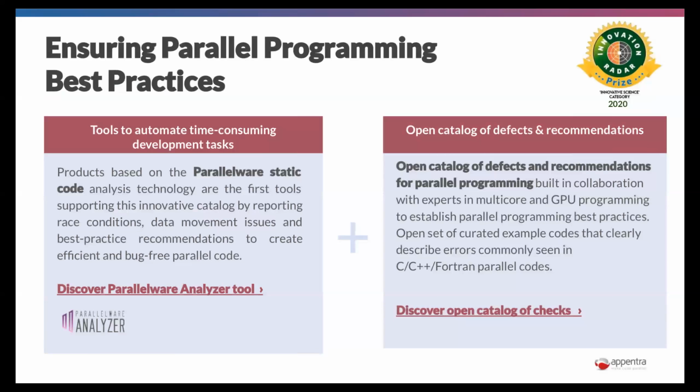Okay. So how can we ensure parallel programming best practices? Okay, the approach is based on 2 pillars. Pillar number 1, let me begin on the right. Open catalog of defects and recommendations. We need to write down all the expertise of experts in a catalog of defects, common errors, explain why these errors are important, when they appear, and how to fix them. And recommendations. How can we write the code in a way that is more amenable for parallelism? How can we detect the situation, and what is the code change that we need to make to prepare the code for parallelism?